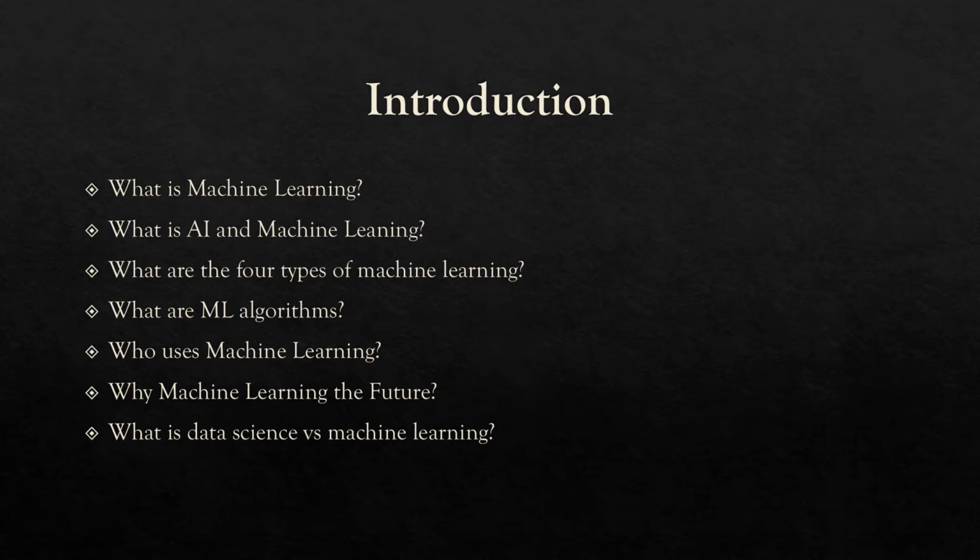Another question that must be in your mind is, what is the difference between data science and machine learning? Data science is the field that studies data and how to extract meaning from it, while machine learning focuses on tools and techniques for building models that can learn by themselves by using data.